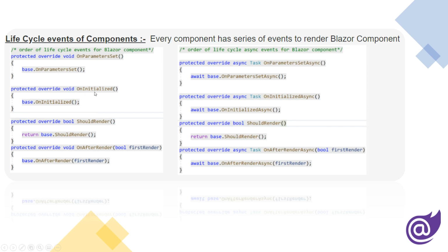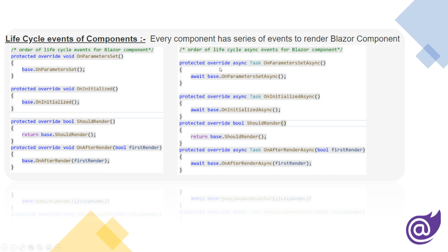After that, the initialized event will be executed. Should render: if there is no change, this will return false. Suppose after render, there is a difference. First render and after first render. On after render. If it is a first render, it will refresh the entire page. It will load the entire app. If it's not the first render, only the delta will be refreshed.